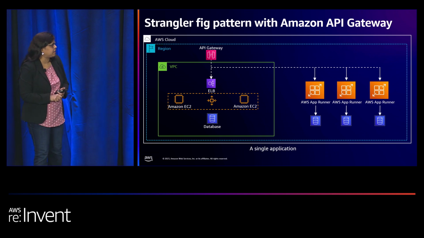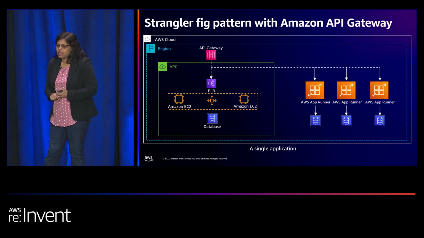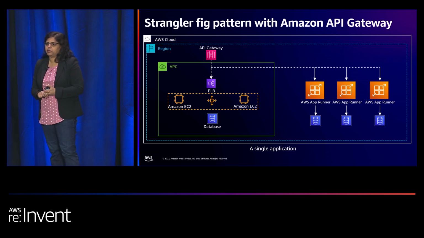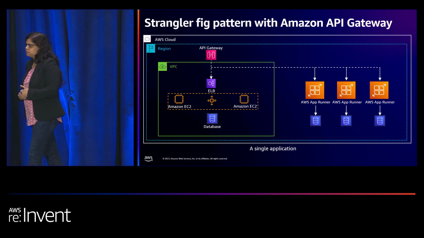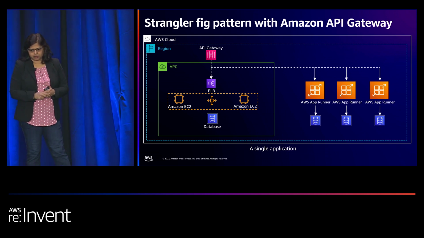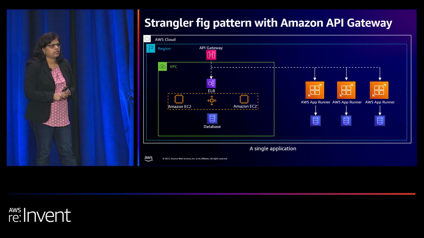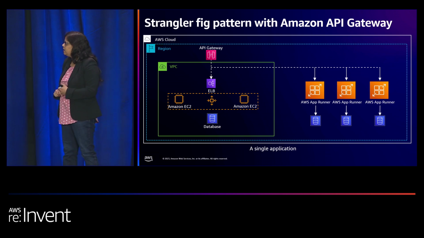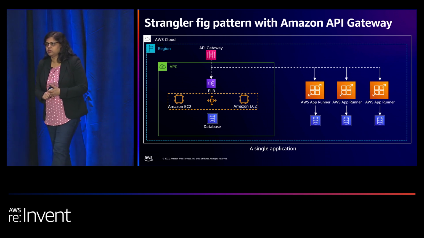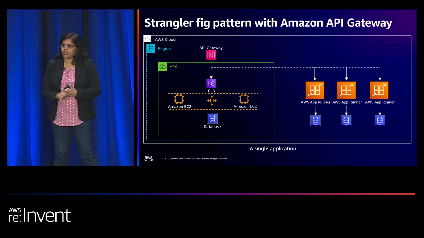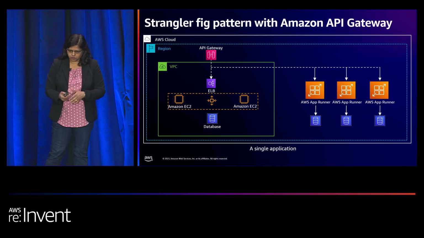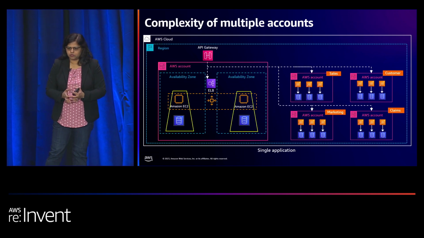Let us take an example here. Let's say you have an application with different business capabilities like customers, sales, and marketing. What you can do is start by carving out parts of this application and have them run on App Runner. You can then use API Gateway to route the APIs to the right compute underneath.